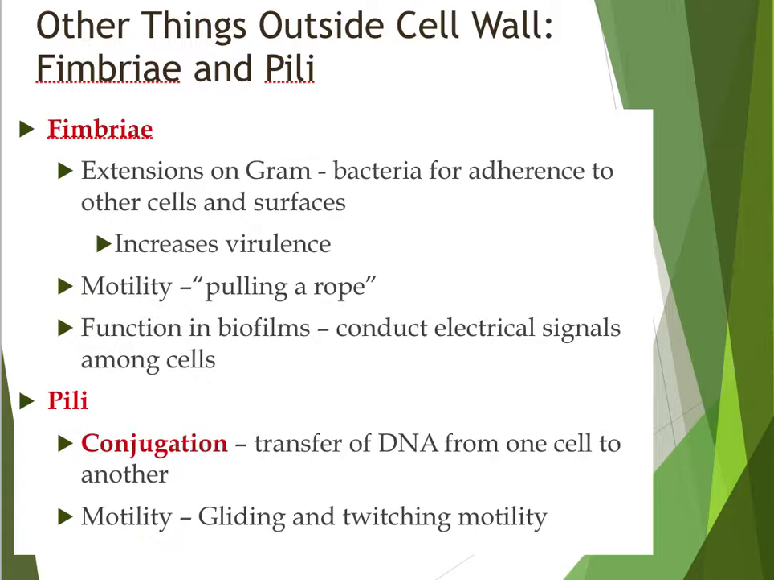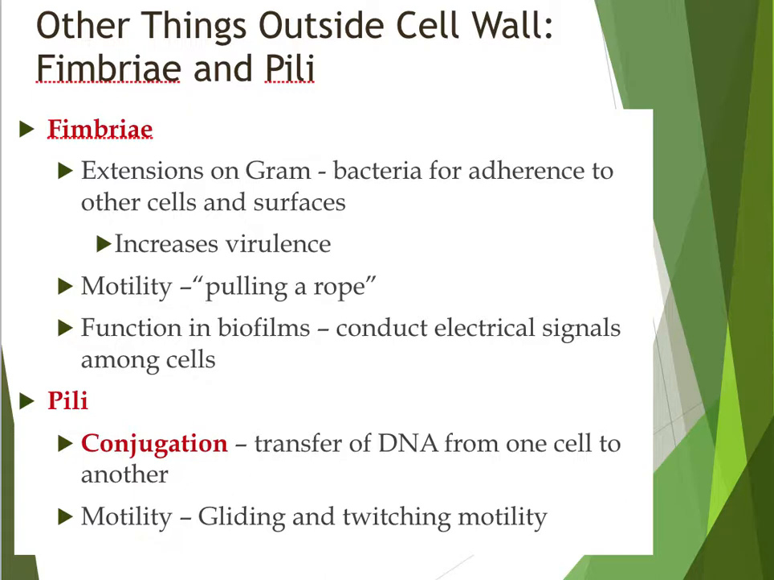So while there is a little bit of motility enabled by fimbria, their primary function is for adherence. Fimbria also are going to function in biofilms by conducting electrical signals among cells. This is how the cells are going to communicate with one another. Depending on how many organisms are involved in a biofilm, the organisms are actually able to influence some of their genetic material relative to how many organisms are involved in the biofilm. So the fimbria enable that communication between the cells or among the cells in a biofilm.